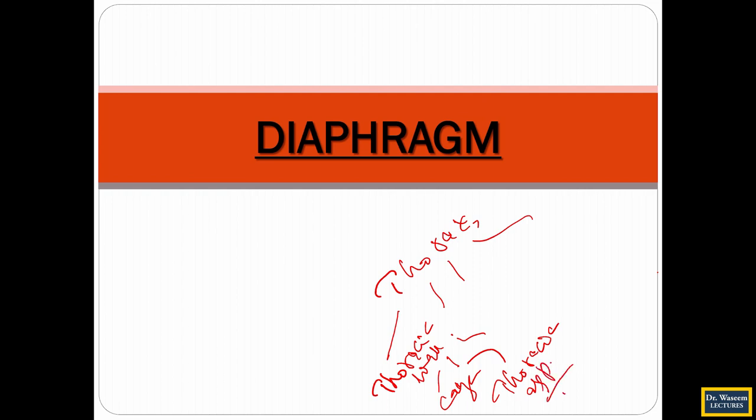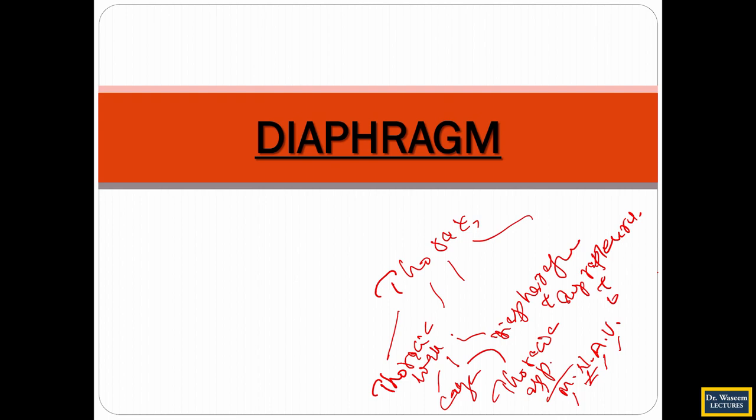in which we have discussed the thoracic muscles, nerves, arteries and veins: intercostal muscles, intercostal nerves, intercostal arteries, intercostal veins. And the third thing among the thoracic wall would be called the diaphragm, which we are going to discuss here. Along with the diaphragm, some other structures forming the thoracic wall are the suprapleural membrane and the endothoracic fascia. This is what is related to the thoracic wall.